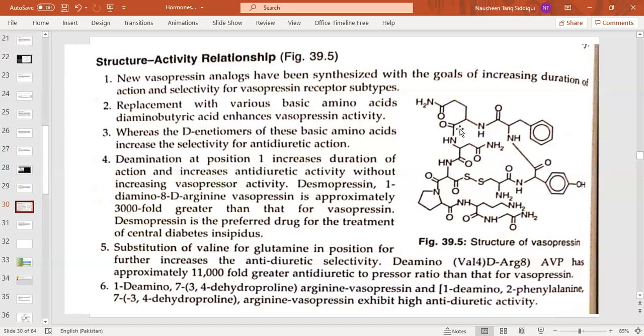Desmopressin is the preferred drug for the treatment of central diabetes insipidus. Substitution of valine for glutamine in position 4 further increases the antidiuretic activity. In the structure I described earlier, if valine is substituted for glutamine, it further increases the antidiuretic activity.